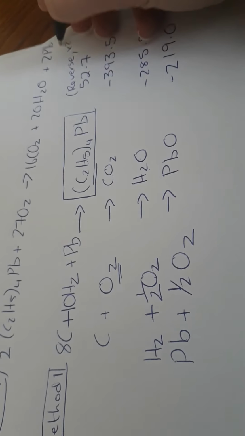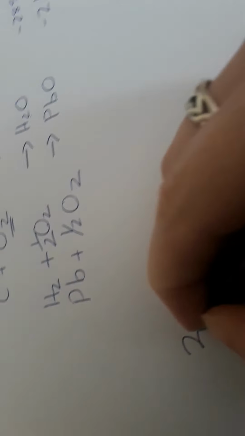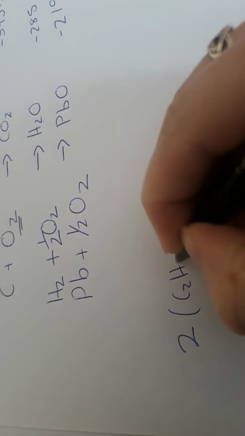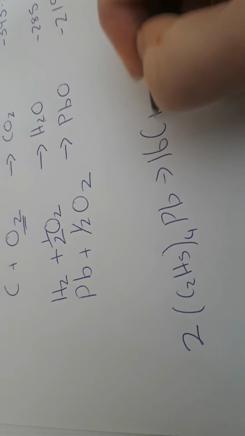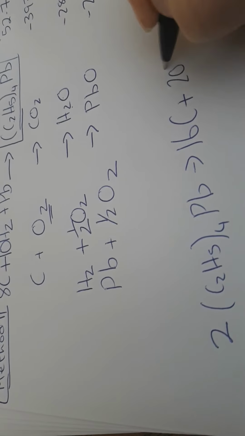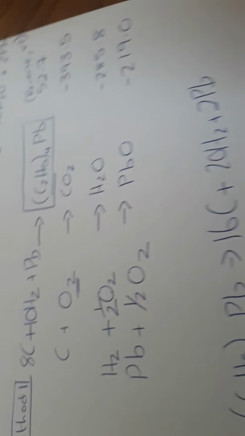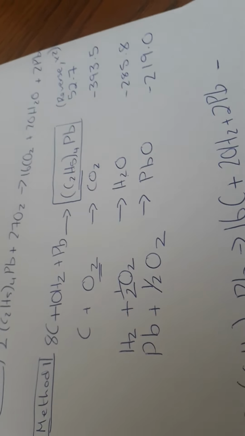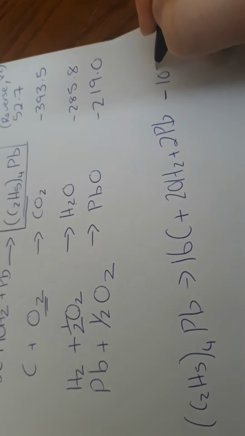So when I do that, I multiply the whole equation by 2 and I'm reversing. So I have 2 (C2H5)4Pb goes to 16C plus 20H2 plus 2Pb. And when I reverse this, it changes into a minus. And then I also have to multiply it by 2, which I'll do over here in the corner because I don't have my calculator. So that's 105.4.